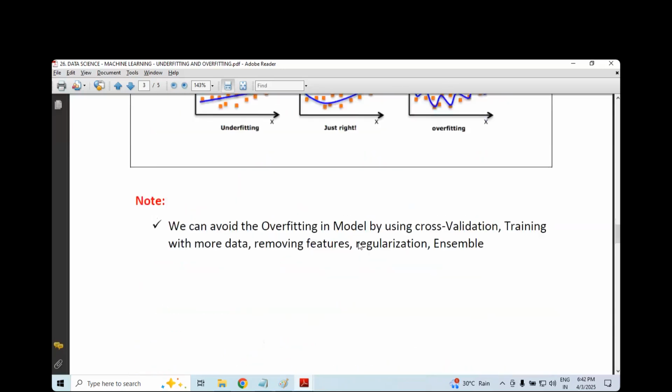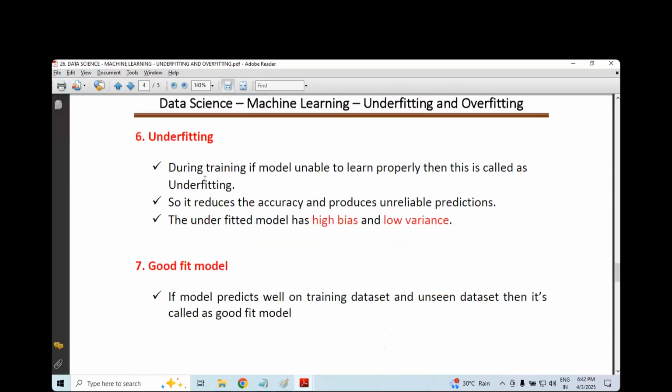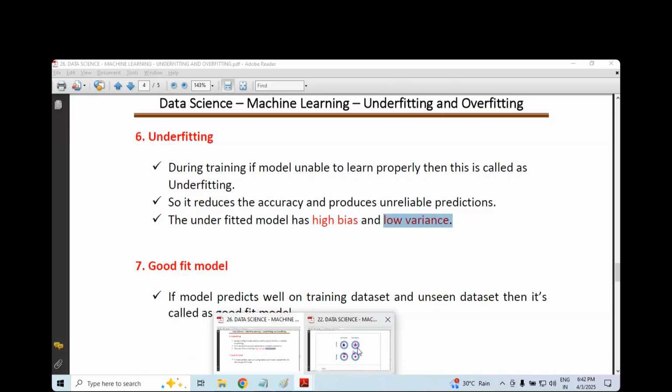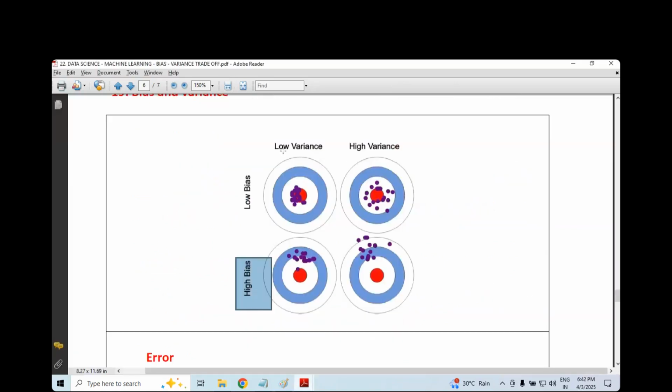Somebody is asking about underfitting. Look at the definition, sir. What do you mean by underfitting? High bias and low variance. What is the combination? Here you need to look at the diagram. High bias value and low variance value. This combination is called an underfitting combination.